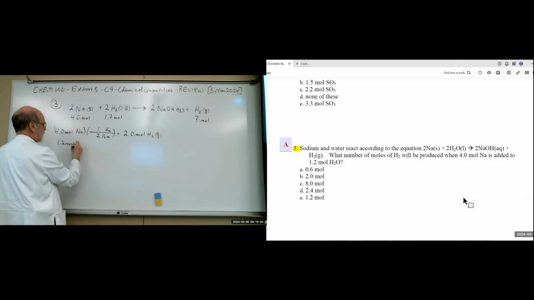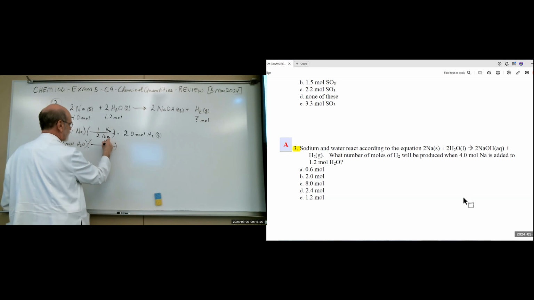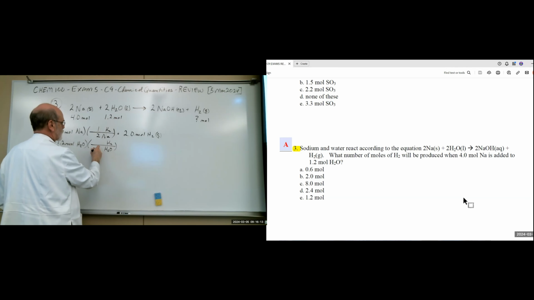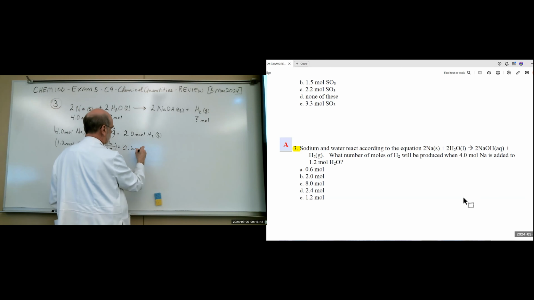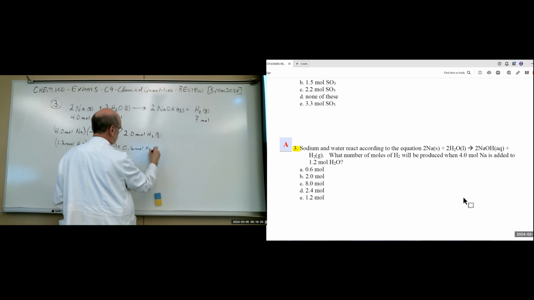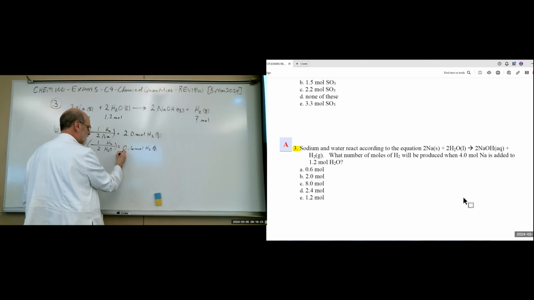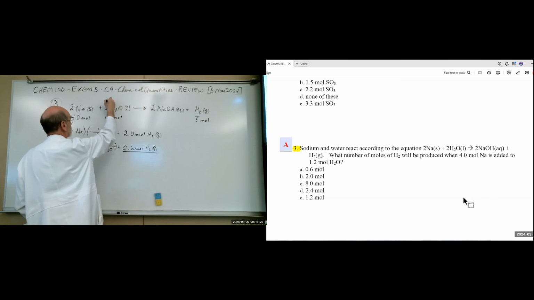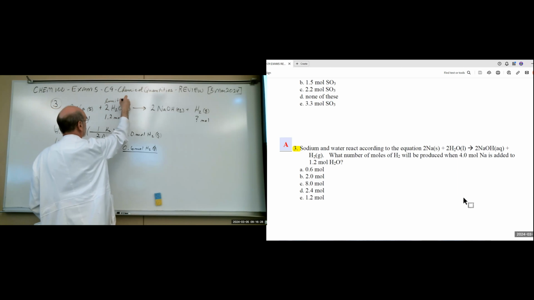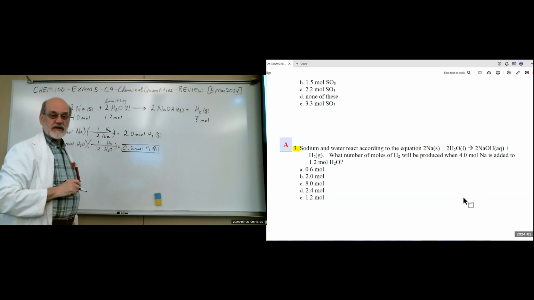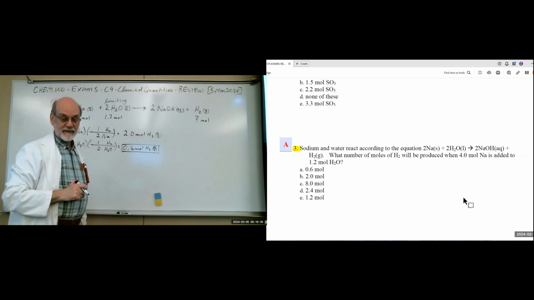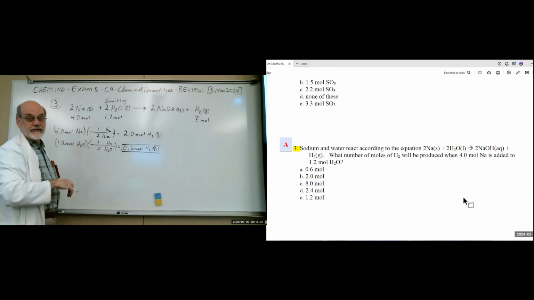1.2 moles of water. We want to convert that to hydrogen gas. And the ratio there is also 2 to 1. So that's 0.6 moles of hydrogen. This is our limiting one here. So that means we only produce 0.6 moles of hydrogen. And we have some sodium left over.